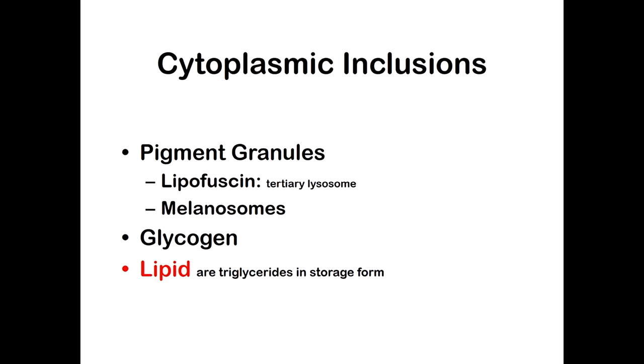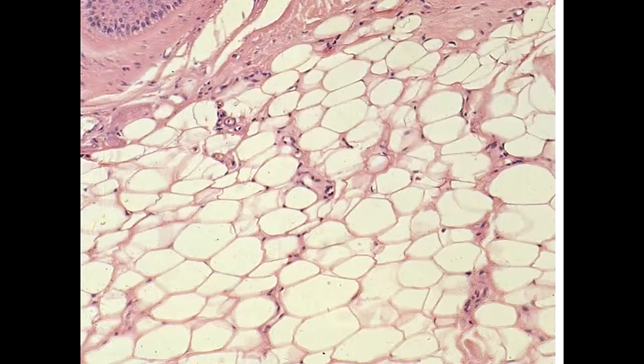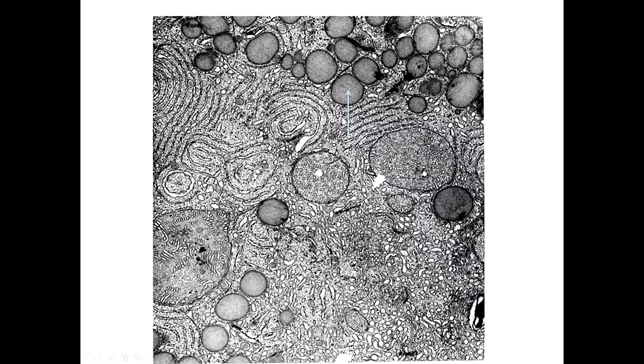Okay, lipids. Triglycerides in storage form, so basically in fat cells. So these cells here have one large lipid droplet. This is cytoplasm squeezed to the perimeter by one big droplet. You can see smaller lipid droplets in some cells.